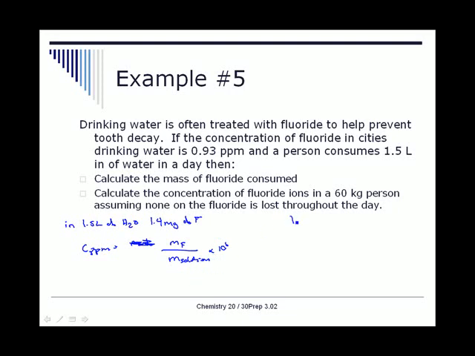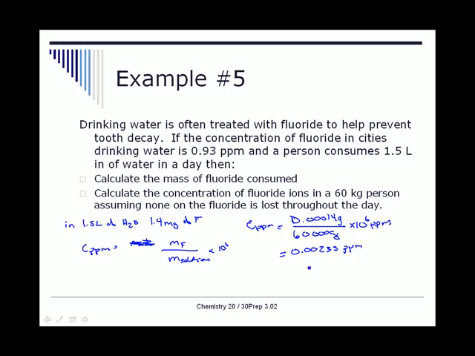The mass of our fluoride is 0.00014 grams divided by mass of our solution, which would be the mass of a person, 60,000 grams, times 10 to the 6th parts per million. And this is going to be equal to our concentration in parts per million. Once we run the numbers through, we get 0.00233, and this is parts per million.